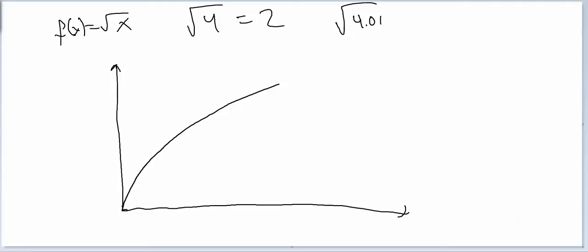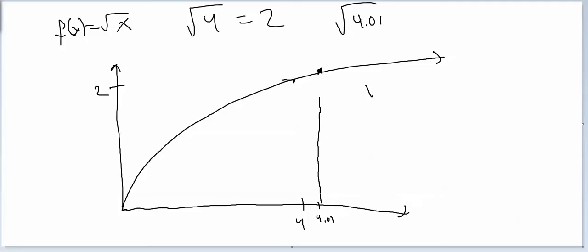Here's a square root function, and when you plug in 4, you get a value of 2. I'm going to exaggerate this. If you plug in 4.01, you're going to get a value that's not exactly equal to 2. Instead of plugging this into your calculator, the root of 4.01 is going to be equal to some decimal value. What I want to do is see if we could use a shortcut, or a way to approximate this.